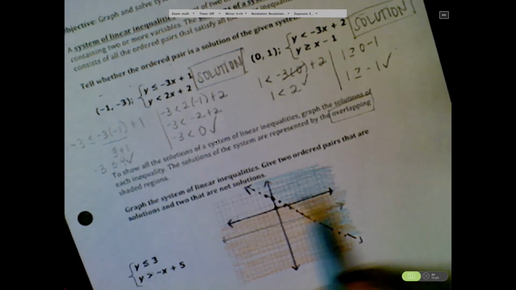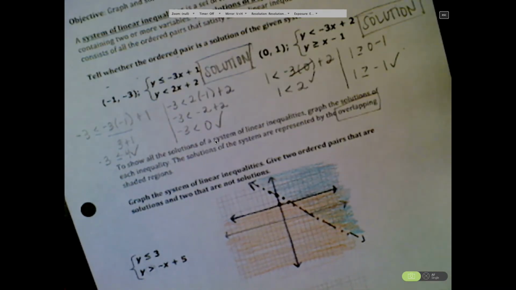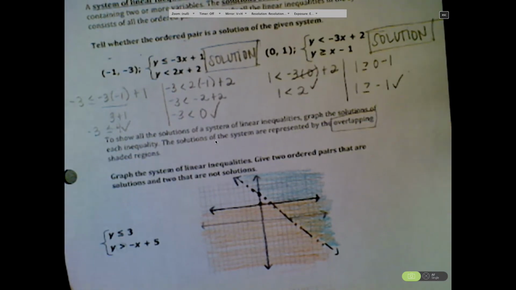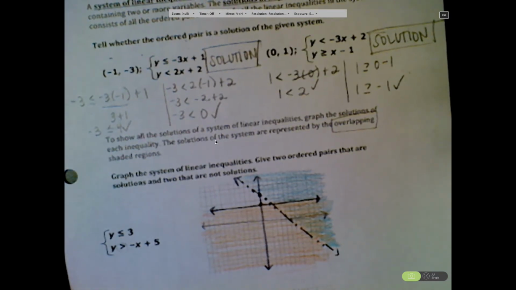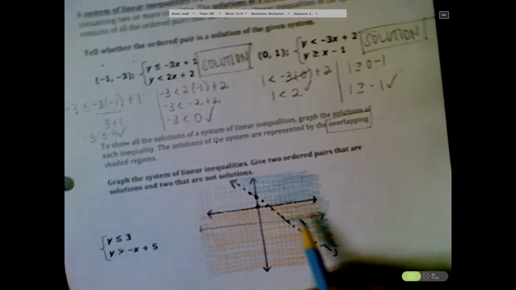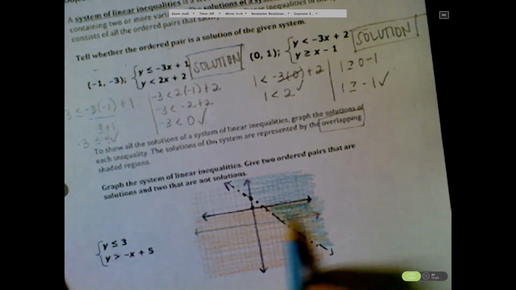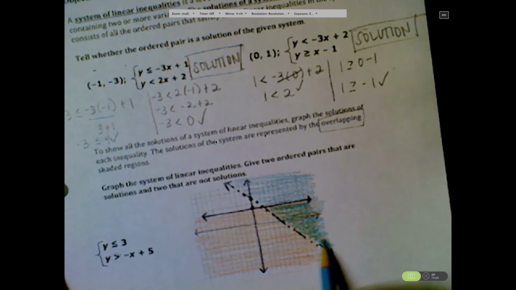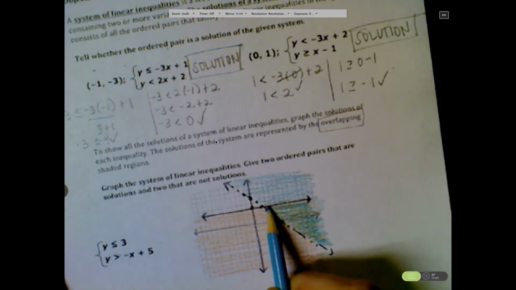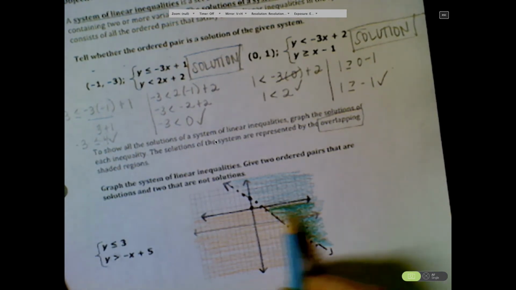Now remember, the solutions are only the overlapping region. So the solutions are in the area that are colored with both colors. So once you identify that, you can use one of your colors to go over it a little bit darker so it's easier to see. It's right here, kind of makes a triangle.